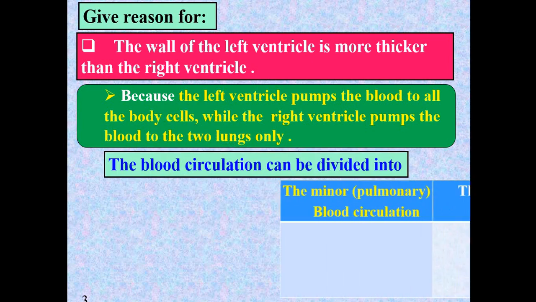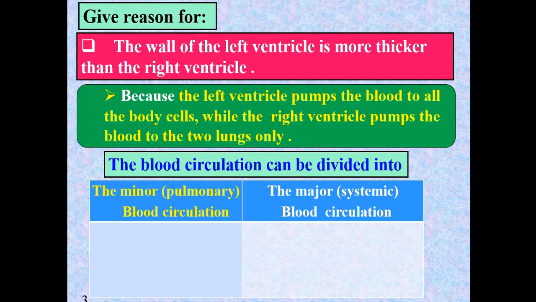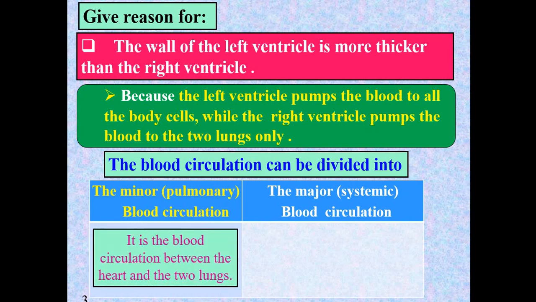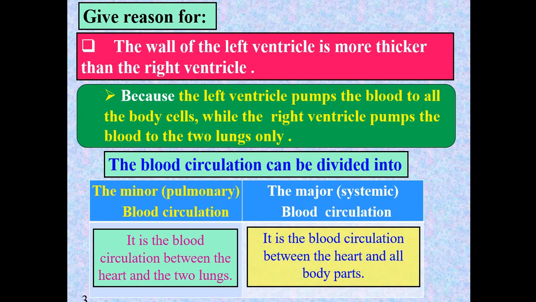The blood circulation can be divided. This is information, not to study. We have minor blood circulation and major. Minor circulation is between the heart and the lung, and major is the biggest circulation between the heart and all body parts.